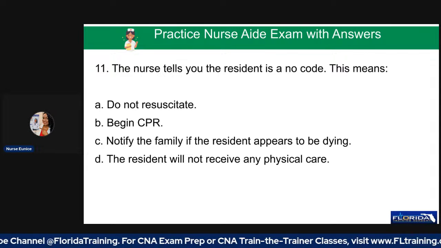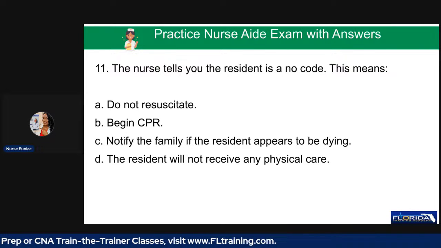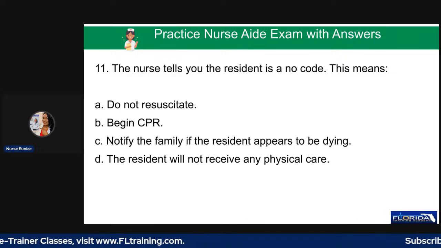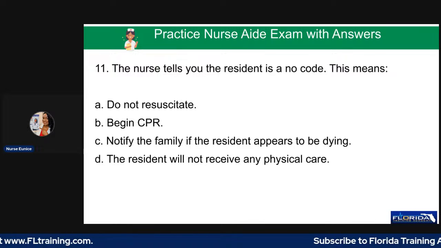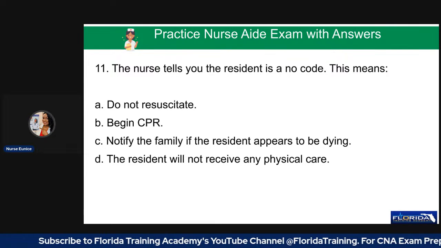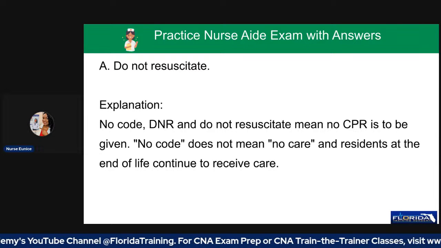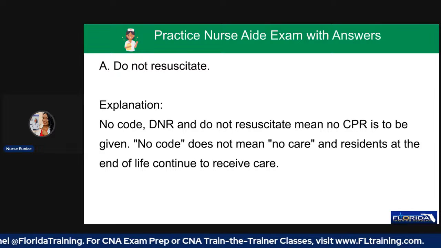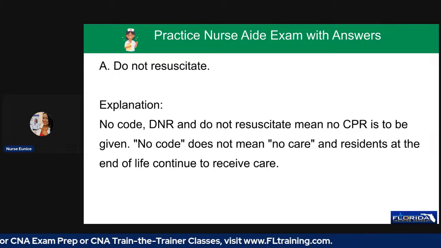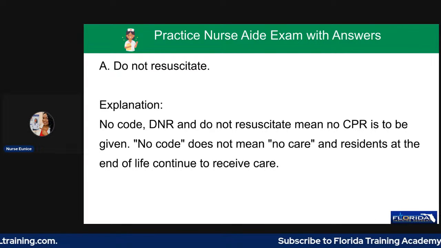All right, number 11, the nurse tells you that the resident is a no code. This means A, do not resuscitate, B, begin CPR, C, notify the family if the resident appears to be dying, or D, the patient will not receive any physical care. So if someone's a no code, what does that mean? That's another way of saying do not resuscitate. So you'll hear us say in the facilities, they are no code or they are DNR. Pretty much means we're not going to do anything to sustain life. We will keep them comfortable though. However, we will not perform CPR.